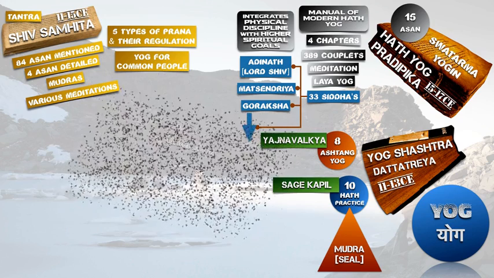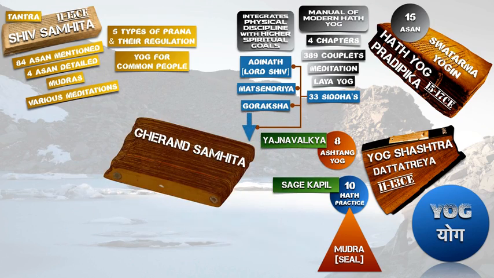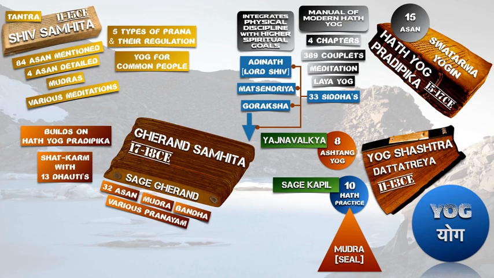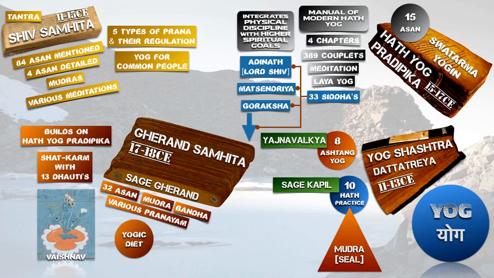Gheranda Sahita, codified around 17th to 18th century, authored by sage Gherand. It builds on Hatha Yoga Pradipika and describes 32 asanas, different pranayam techniques, mudra, bandha and shatkarma, inclusive of 13 types of dhotis. It is one of the unique texts to describe yogic diet at length. One can find slight influences of Vaishnava philosophy through this treatise for the first time in yoga literature.